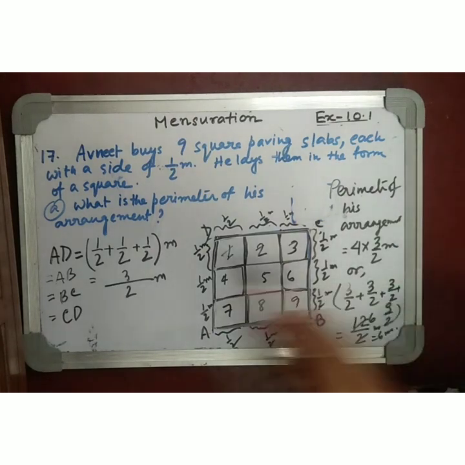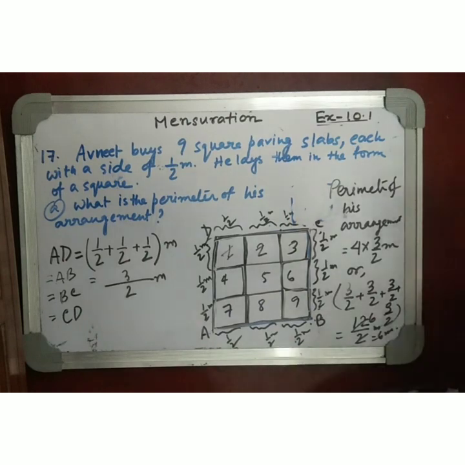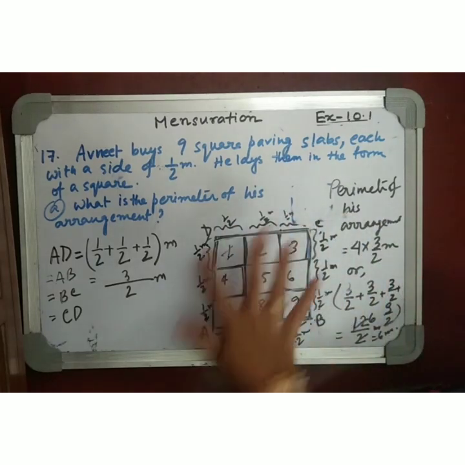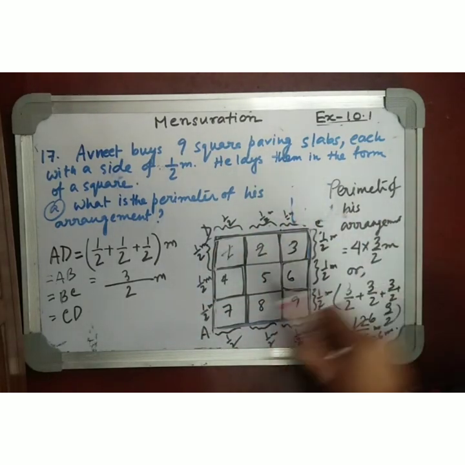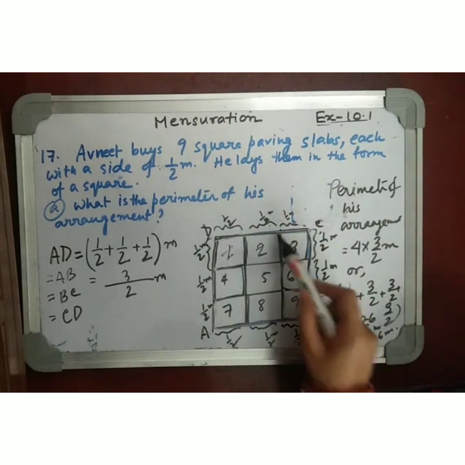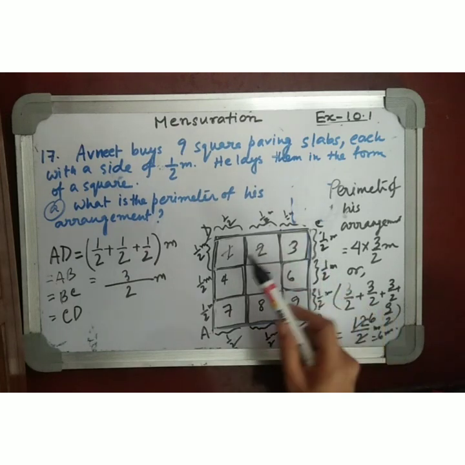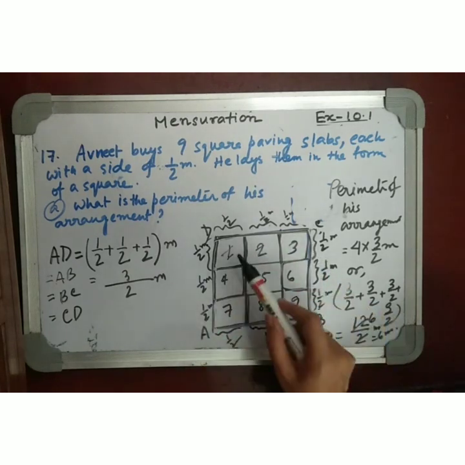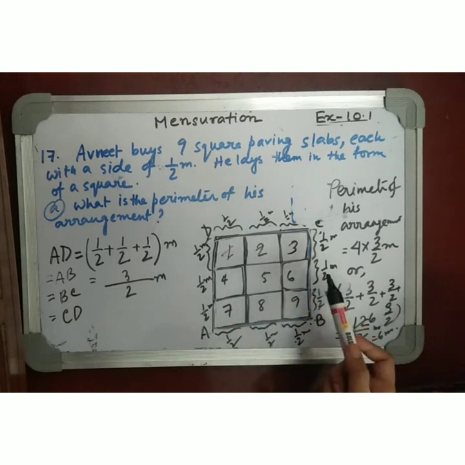Okay. So what will be the perimeter of his arrangement? It will be 6 meter. Okay. Now let's recapitulate. 4 parts are there in this question. So Avneet buys 9 square paving slabs, each with side half meter. He lays them in the form of a square. You can see this is a form of a square, and in this square he has put 9 square paving slabs. You can see these slabs, I have given them the names.